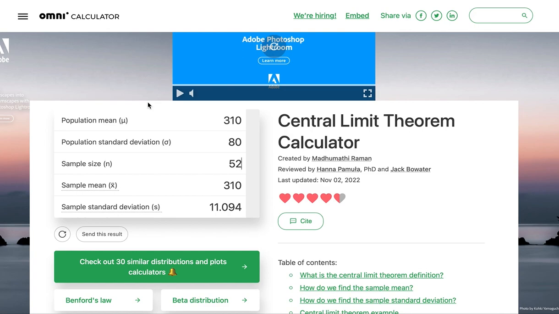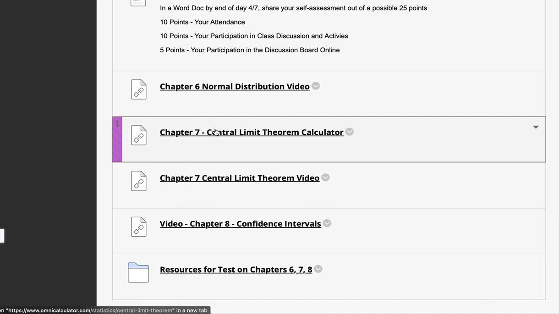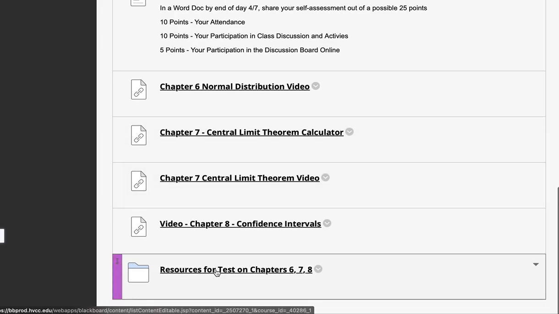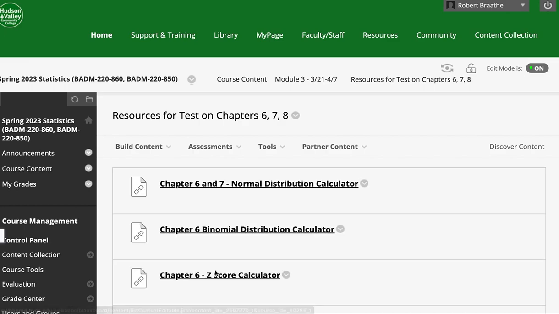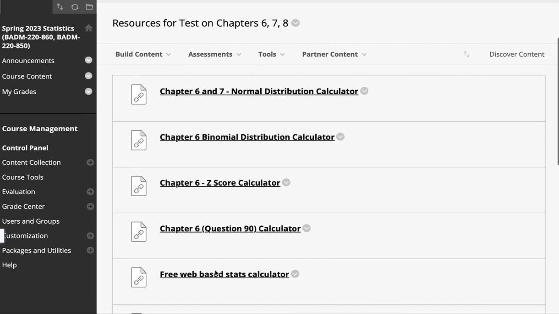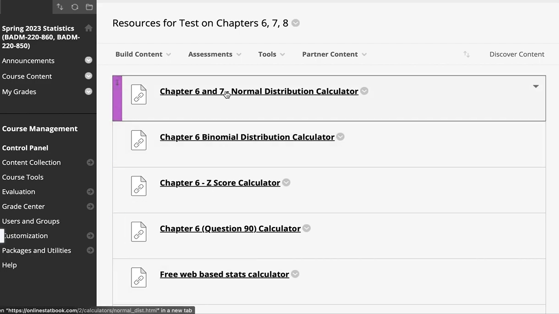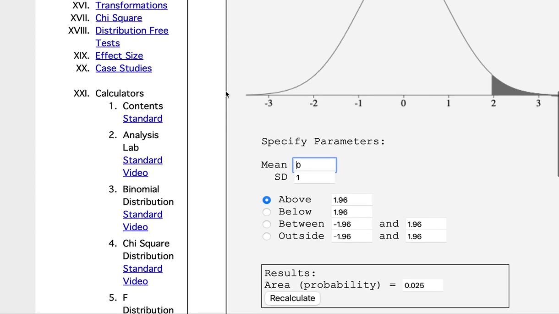Part 1 of the sample problems for Chapter 7. Another calculator you'll find handy is going to be available in the resources for the test on Chapter 6 and 7. So the normal distribution calculator. You may have used this for some of your problems for Chapter 6 also.